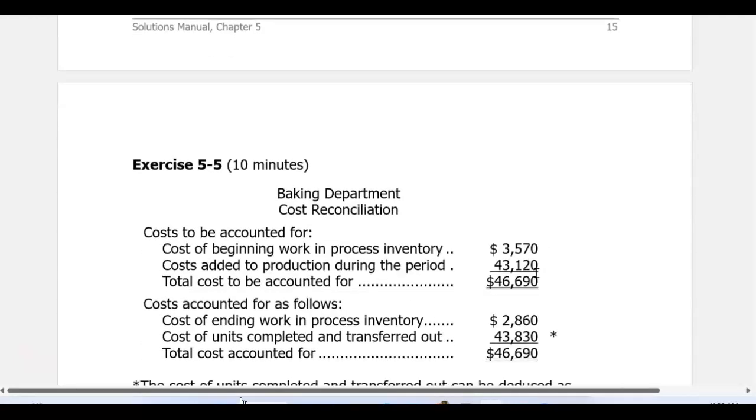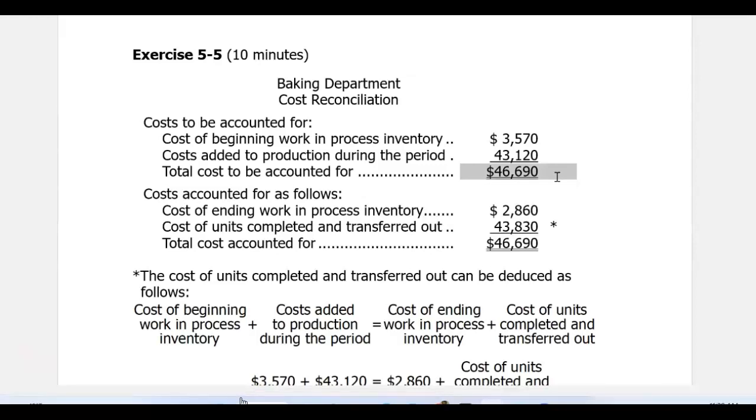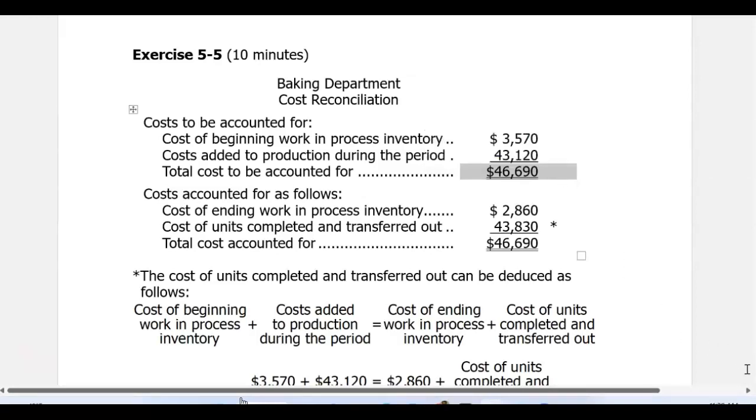You have to do a similar type of calculation. However, here it is not given to us, but we assume in this problem only that it should be 43,830 because the cost accounted for, that number, with a double line, has to match the cost to be accounted for of 46,690. And if that happens normally in a real life scenario, then you are good. You are perfectly fine.